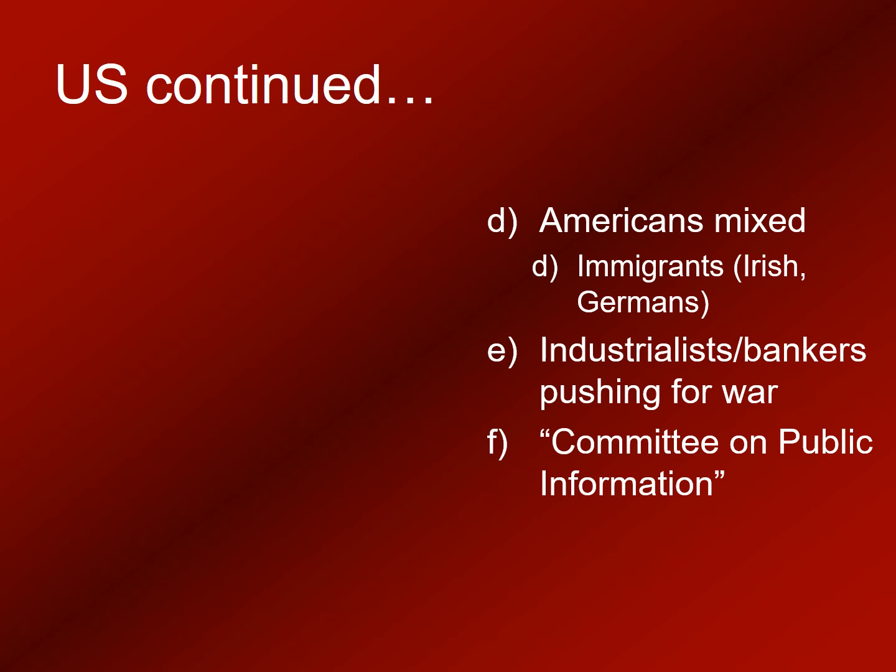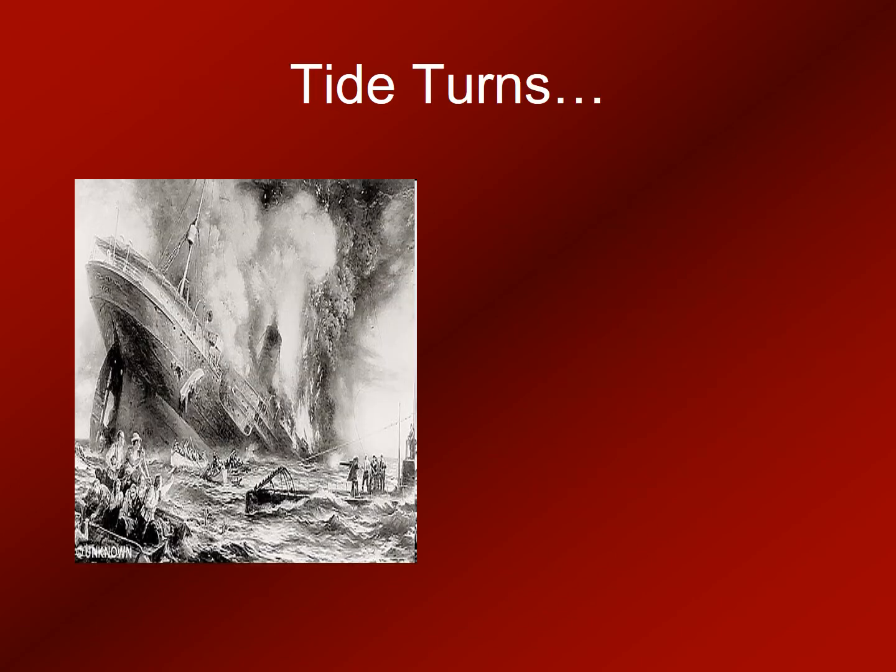But as we do get closer to potentially getting involved, the government sets up something called the Committee on Public Information, which was essentially a propaganda wing of the government to drum up support for England and to get us ready for the possibility of going to war. The tide begins to turn in the U.S. about war with the sinking of numerous ships that kill American citizens.